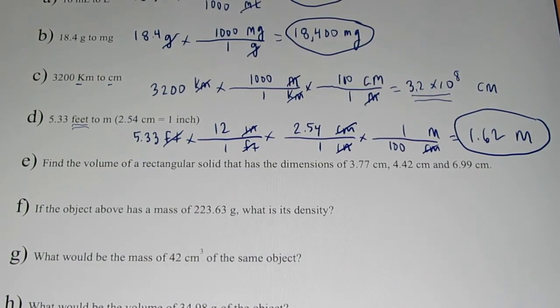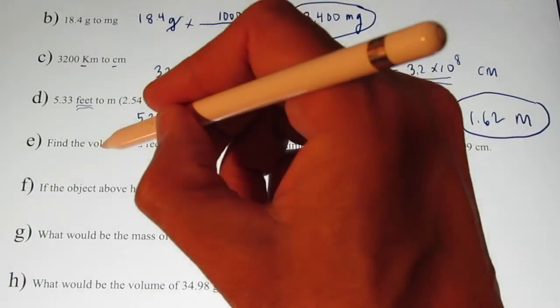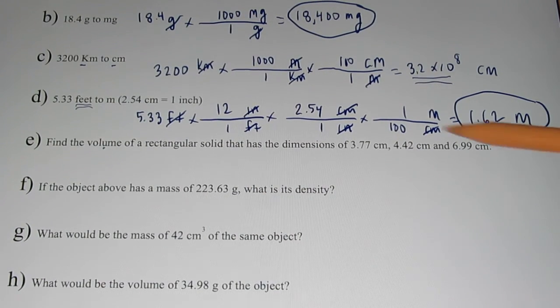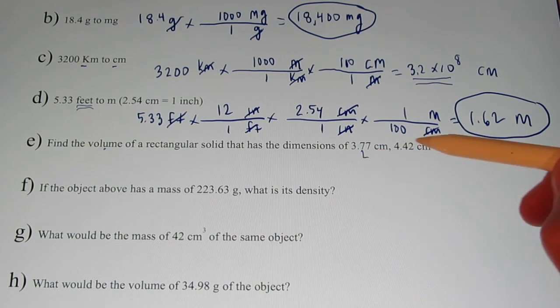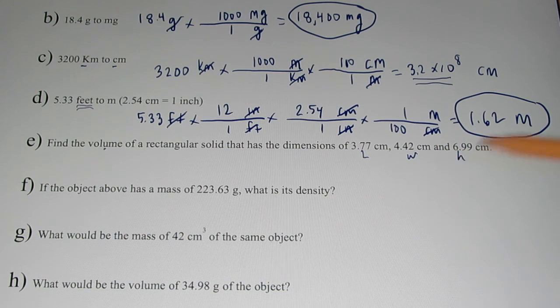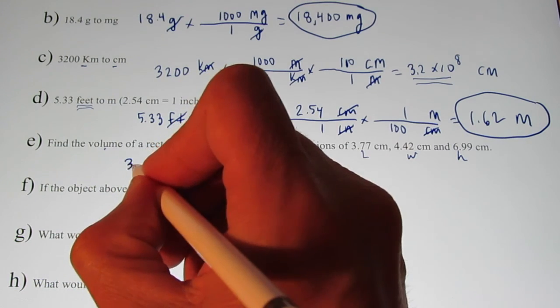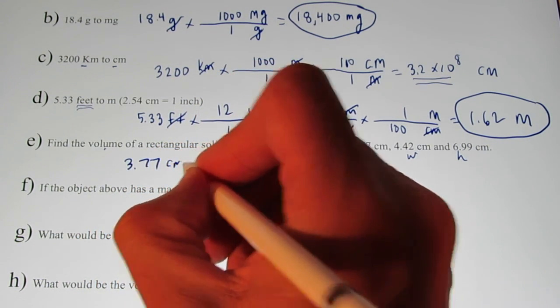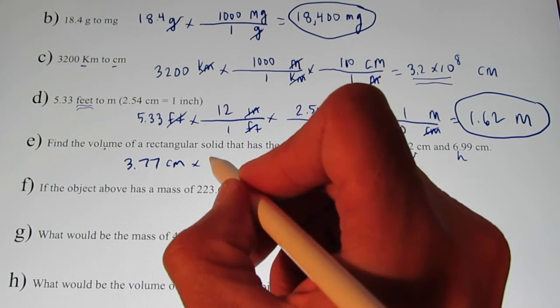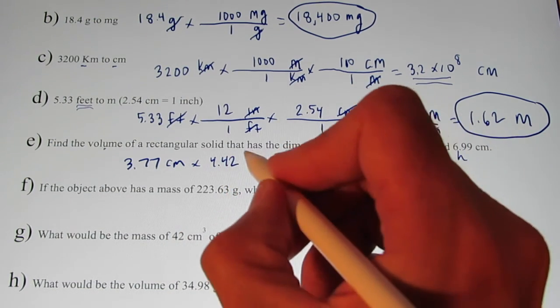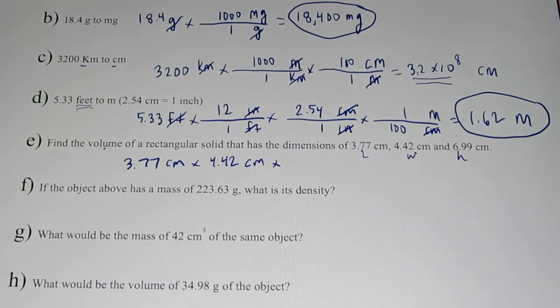All right, next up, letter E. Find the volume of a rectangular solid. So I give you the length, width, and height. So volume is going to be the product of those three. So 3.77 centimeters times 4.42 centimeters times 6.99 centimeters.